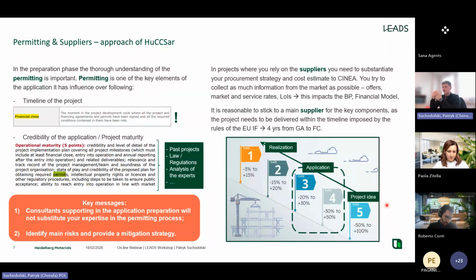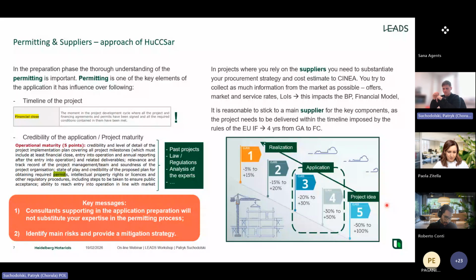And how can you do it? So first of all, reach out to the main suppliers as soon as possible. You can back up your story with the market research. You can ask for the offers, maybe some non-binding offers, maybe some service rates you can get from the market. Maybe you can get some letter of intents from the suppliers, and this will later on back up your estimates on the cost of some parts of your project, and that will be also included in the business plan and as well in the financial models.